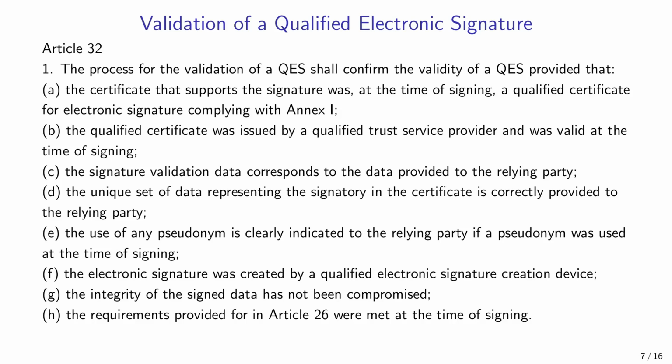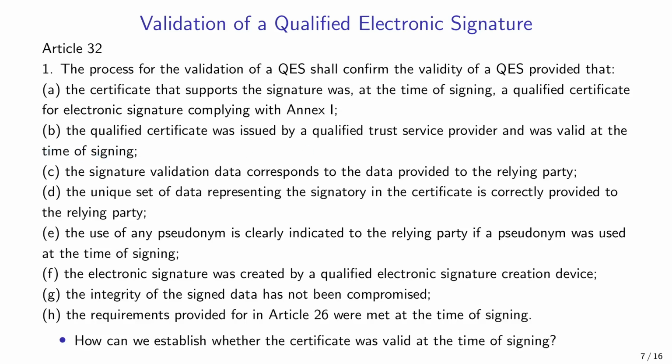Now, as you see, there are three requirements which involve time. For example, this requirement B, that the qualified certificate was valid at the time of signing. So, how can we establish whether the certificate was valid at the time of signing? For instance, if I provided to you a signature and the corresponding certificate which is now already expired, how would you figure out whether the signature was created before the certificate expired and therefore should be recognized as valid, or it was created after the certificate had expired and therefore should not be valid?